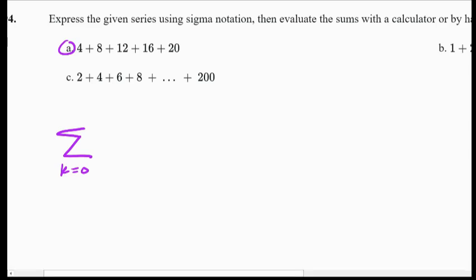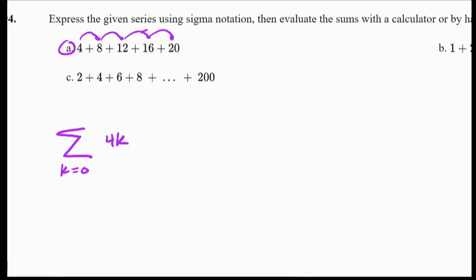So for this first one, what I notice is that the pattern is going up by 4. It's going up by the same amount each time, which tells me it's linear because it has a constant rate of change, or a slope. And my slope is going to be 4. I'm going to multiply that by whatever the index is, because that will give me my value.